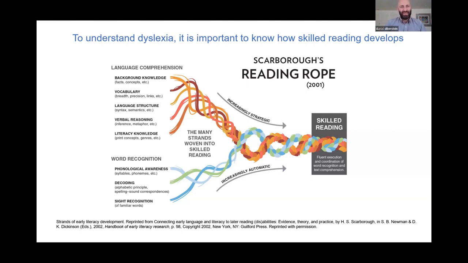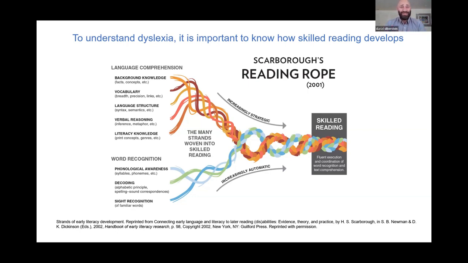We're not talking about sight words. It's the automaticity of the visual recognition of these letter patterns and how quickly you can recall them. That has to intertwine with your language, right? Your background knowledge, your vocabulary, your verbal reasoning to create comprehension, which is what skilled reading is getting at.